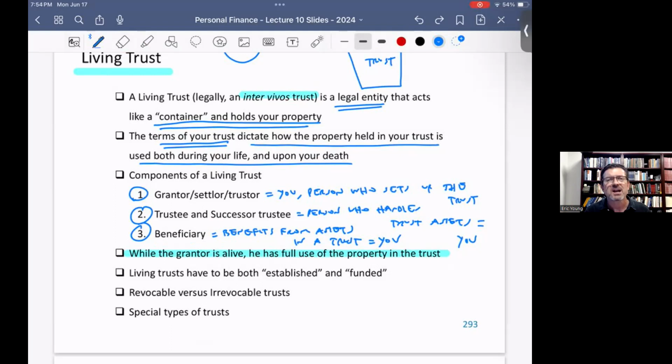Okay. Sounds kind of complicated, but it's really not. You just got to remember that there's two separate people: you, the person, and the trust as a separate entity. Now, a couple of things on this.